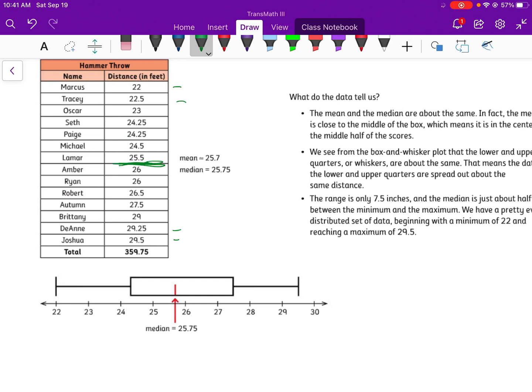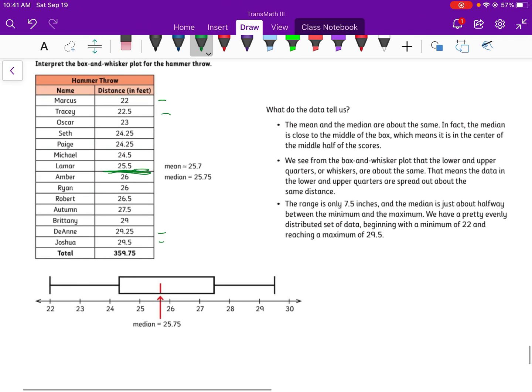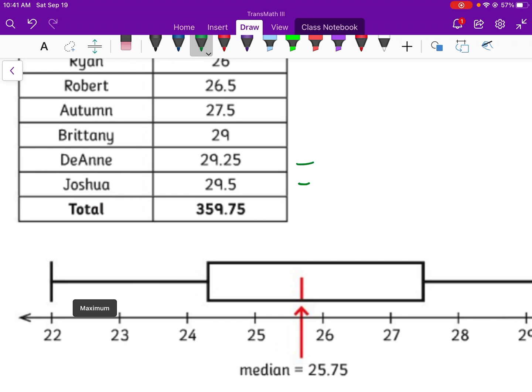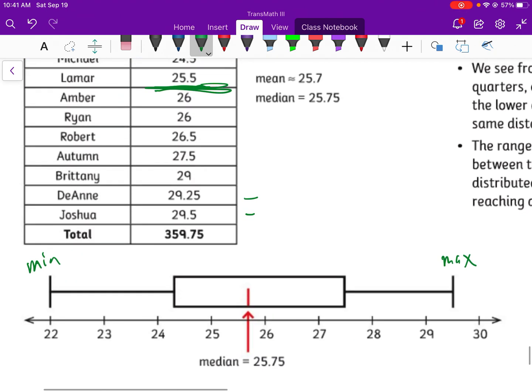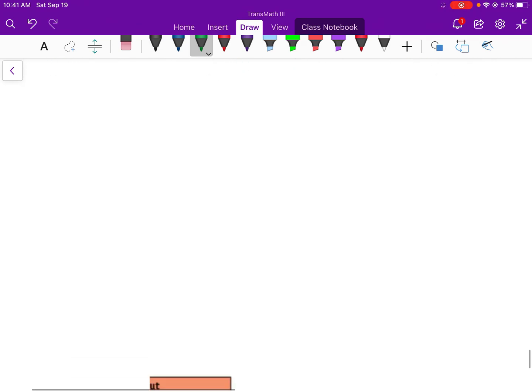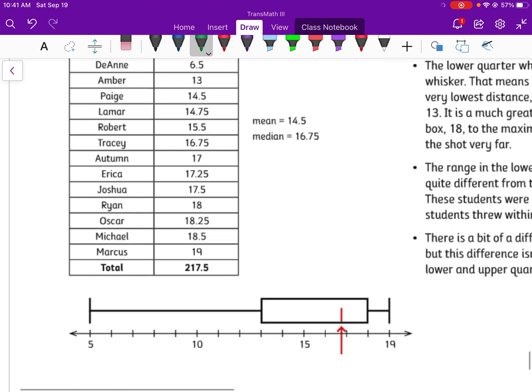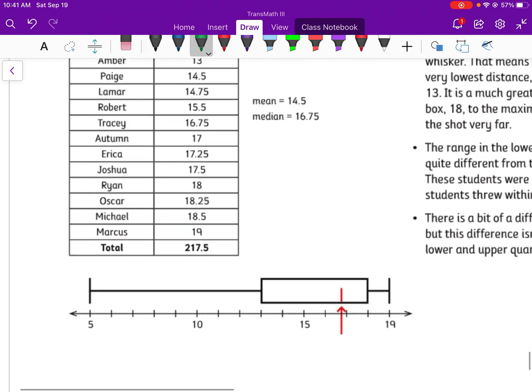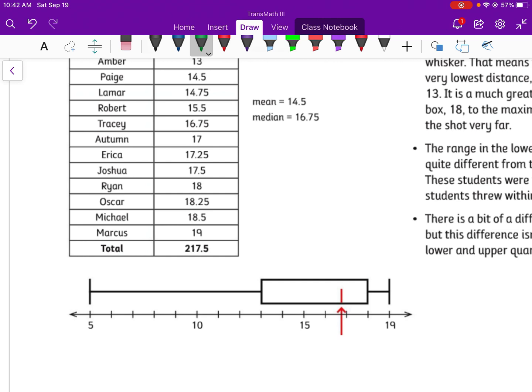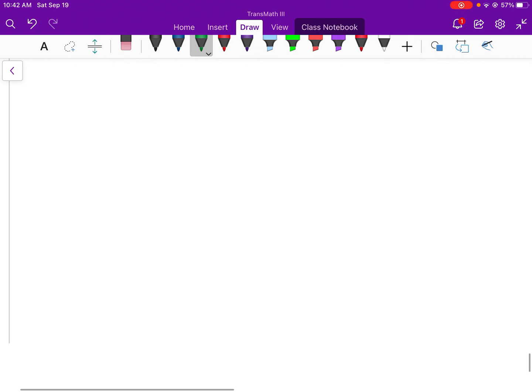Again, the mean is where you take the total, add everything up and divide by how many digits you have. In this case, it was 25.7. Then you have your minimum on your box and whisker plot. Here's our minimum. Here's our maximum. So in those cases, 22 and 29.5, and the median always falls within that box. Looking at this data then, again, minimum 5, maximum 19, median was 16.75. You notice it falls again within the box in the box and whisker plot.